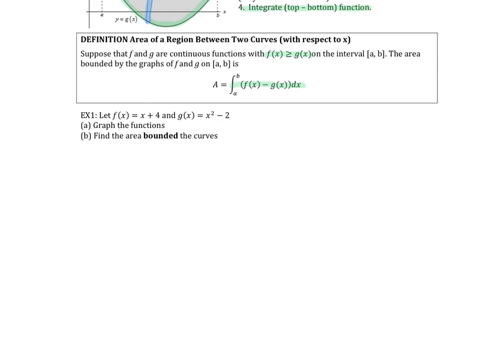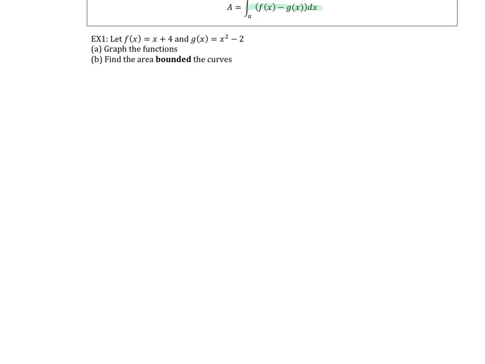So let's look at example 1. We have these two functions, f and g, and we want to graph these functions, see what they look like. Always very important to graph the functions. The first function f is going to be a line, and then our function g is going to be a parabola.